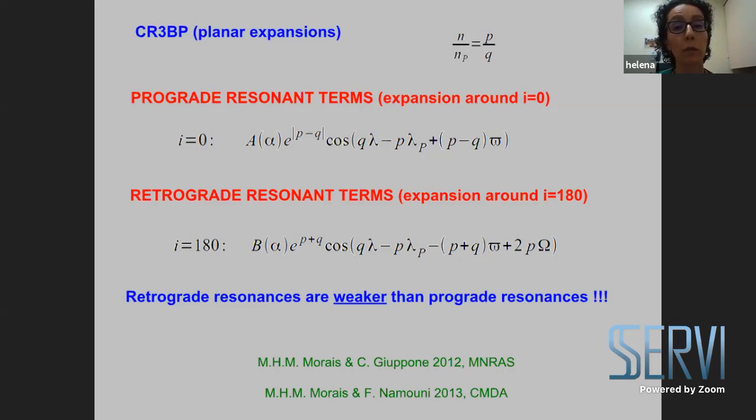If we now want to study retrograde resonance, so now the inclination is 180 degrees, this changes. The retrograde angle is now different, and so is the amplitude of a resonant term. Now we have the eccentricity to the power of P plus Q. So the first conclusion that we have here is that retrograde resonances are weaker than prograde resonances. Next slide.